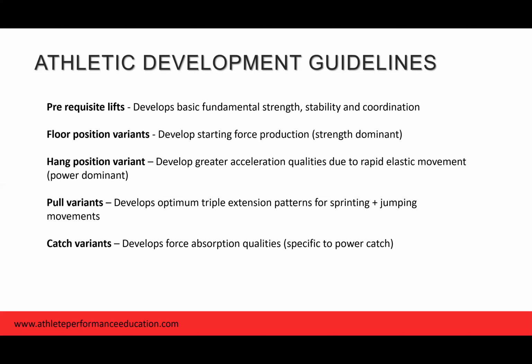Our pull variants work really well to develop optimum triple extension patterns, which really work well for our sprinting and jumping qualities. So that's where they become really handy. So things like our snatch high pulls, clean high pulls, etc., or even just clean shrugs where we're getting vertical extension are really awesome. And the last one is the catch variants. And a lot of people in strength and conditioning will shy away from including catch variants, and they'll sort of suggest that, well, I get my triple extension patterns from my pull movements. I'm able to accumulate starting strength and acceleration from my floor and hang positions.